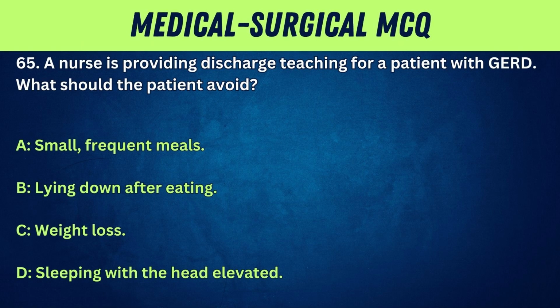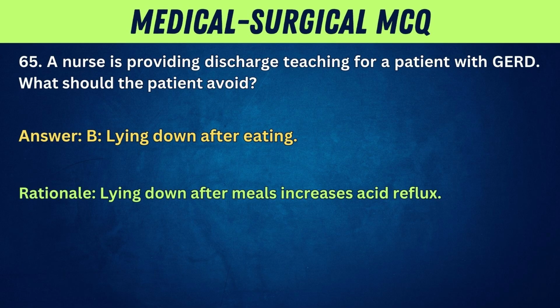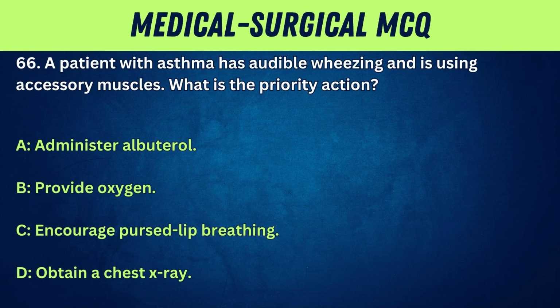65. A nurse is providing discharge teaching for a patient with GERD. What should the patient avoid? A. Small, frequent meals. B. Lying down after eating. C. Weight loss. D. Sleeping with the head elevated. Answer: B. Lying down after eating. Rationale: Lying down after meals increases acid reflux.